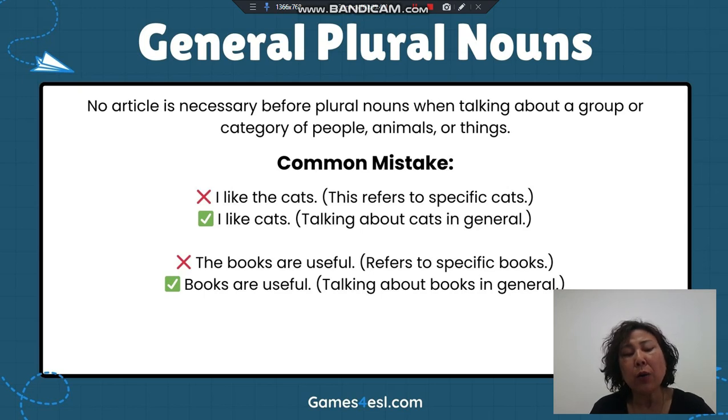So, no article is necessary before plural nouns when talking about a group or category of people, animals, or things. For example, common mistake: I like the cats, it's a mistake. I like cats, talking about cats in general. The books are useful, it is a mistake. Books are useful, talking about books in general.